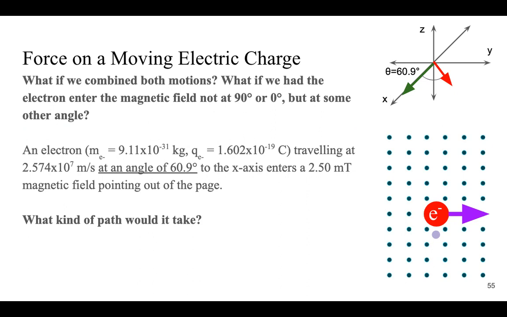So now, what would happen if we combined both motions at the same time? So instead of having an electron that's coming in through the right, or one that's coming out of the page towards us, what if this one were coming at some angle? So I've given you a new velocity, 2.574 times 10 to the 7th meters per second. And this is at an angle of 60.9 degrees to the x-axis in the xy plane. So it's not coming straight towards us like this. This one's actually coming at us like this. So still in the xy plane, but at that angle. So we're going to try to figure out what kind of path this one would take.